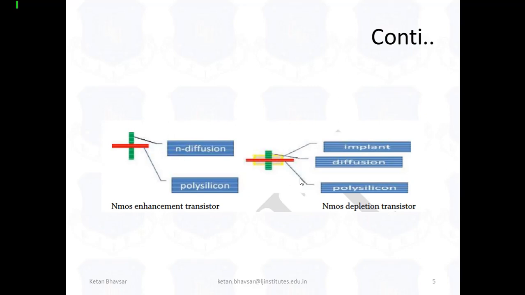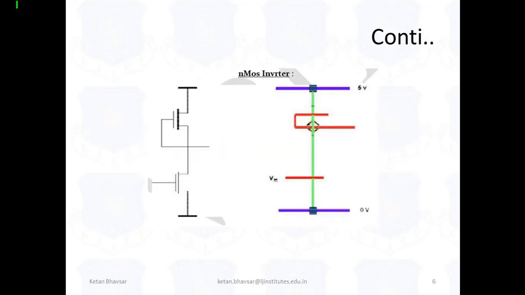Similarly, when we're talking about the inverter, it looks like this. As you can see, the simple inverter diagram: this one is a PMOS and this one is an NMOS. Normally in books we can see this type of diagram configuration.